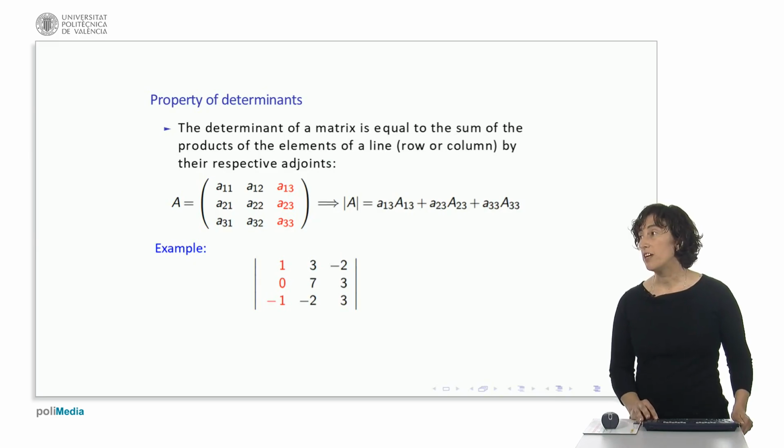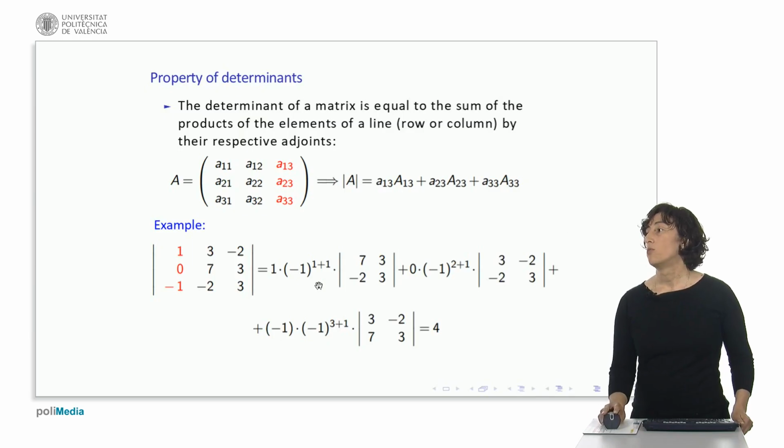If I choose that column, for example, and develop by adjoints, I already have to calculate 1, 2, and 3 determinants 2 times 2, which are, in theory, easier. And also, since this is multiplied by 0, because one of the elements is 0, I would not even have to calculate it. The more 0s there are, the better, since we have to calculate less. Well, the determinant value is 4.